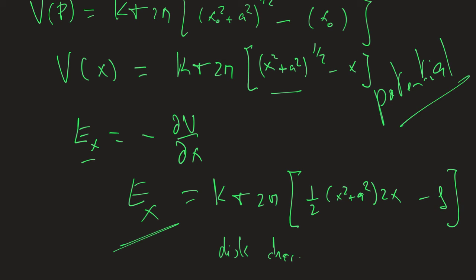So from the potential, I find the electrical field. And why do we use the potential? Because it's easier to find the electrical field from the potential than to find the electrical field directly without using the potential. Okay, that's all.